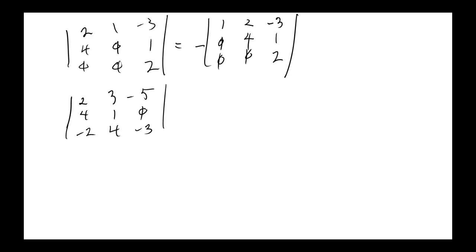Oh, divide out a 2 from the first column. Yes. Okay. So this is equal to 2 times the determinant of 1, 3, negative 5, 2, 1, 0, negative 1, 4, negative 3. Was that a 2, 1, 0? Yes, 0. Okay. And negative 1, 4, negative 3.